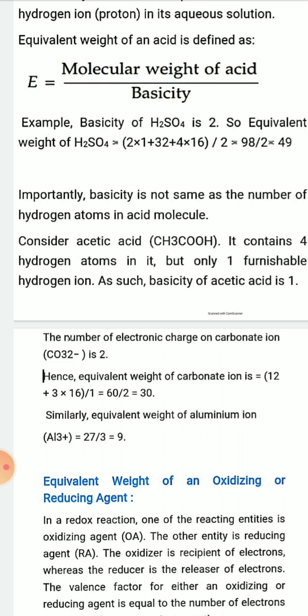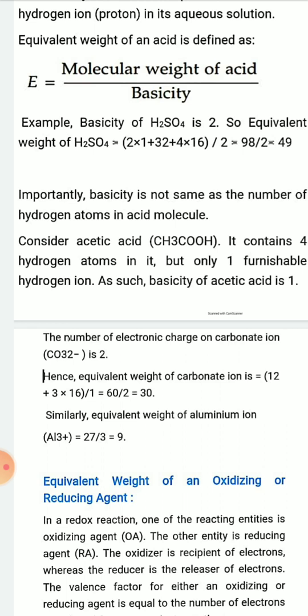Similarly, you can calculate the equivalent weight of bases. The equation is similar: equivalent weight of base is equal to molecular weight of base divided by acidity of the base. It is a similar equation, you just have to replace basicity with acidity. What is acidity of a base?